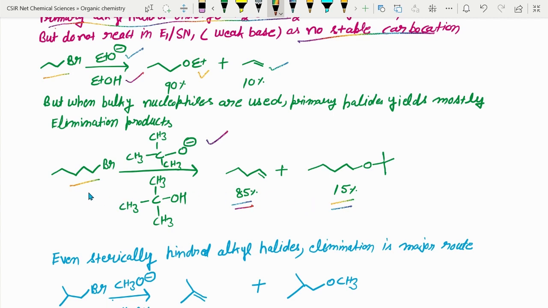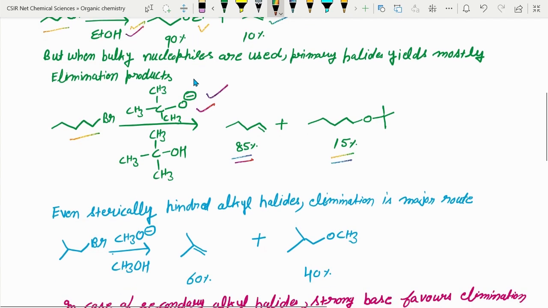So this is the difference. We have a similar type of alkyl halide, and in one we are using a less bulky base, and in the second we are using a bulkier base. When we use the bulkier base, there will be more elimination product. When we use the less bulky base, there will be the addition product via the SN2 mechanism. This is one case.